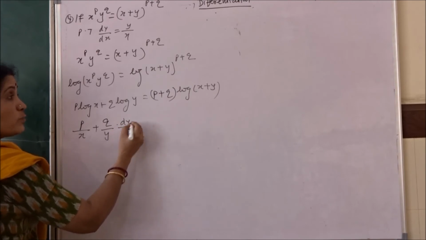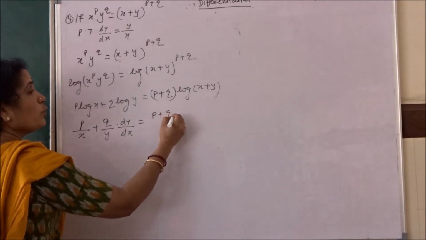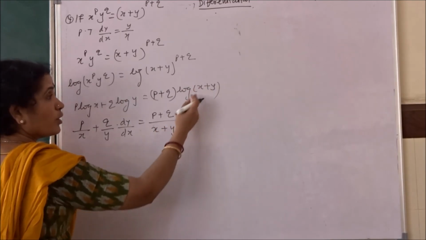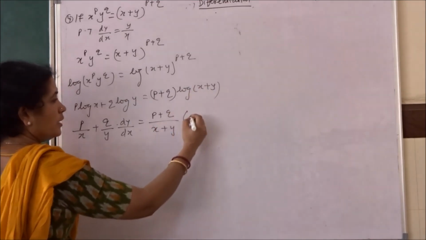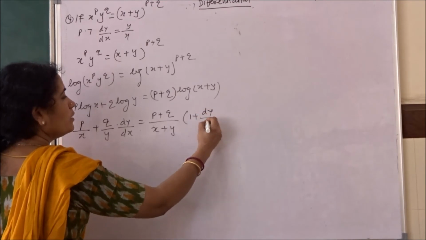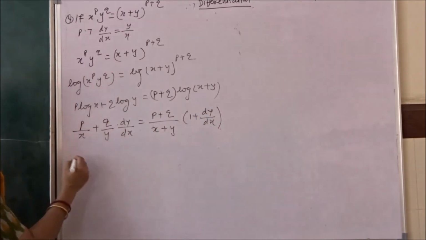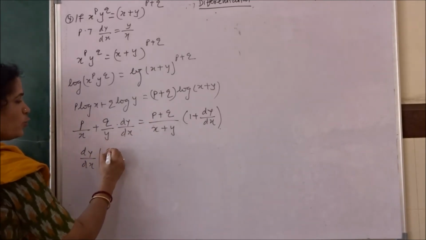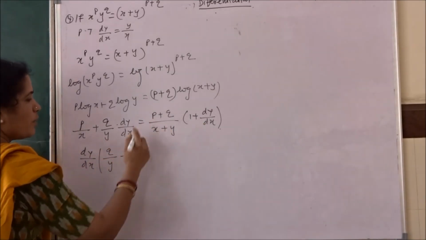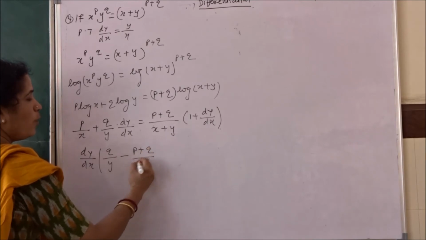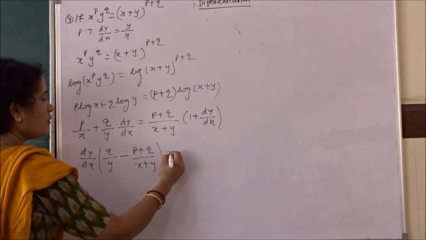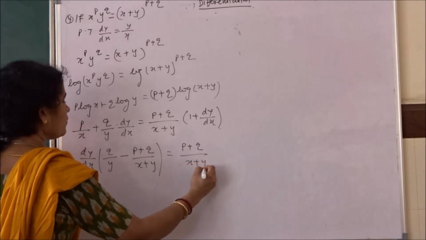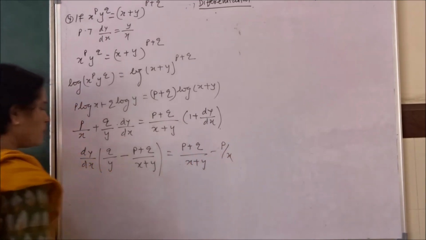Don't forget to do this one. That is equal to (p plus q) upon (x plus y) into the differentiation of log, which is 1 upon this, into the differentiation of this, which is 1 plus dy by dx. Okay, fine. Now collect all the dy by dx terms once. Dy by dx into (q by y minus (p plus q) upon (x plus y)) is equal to the remaining term, (p plus q) upon (x plus y) minus p upon x.